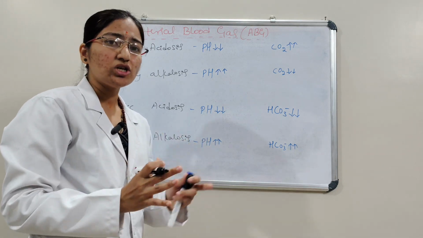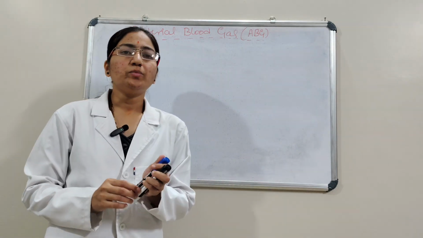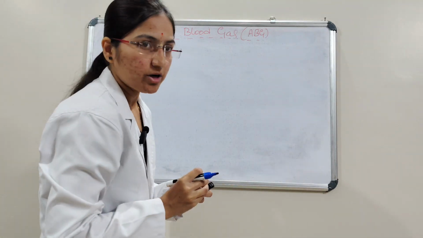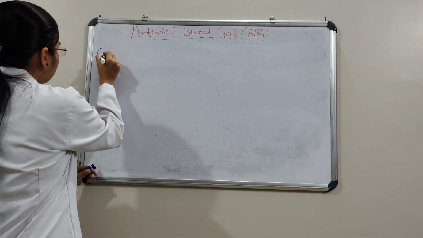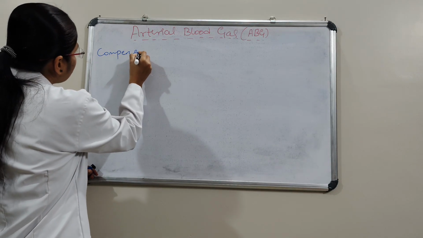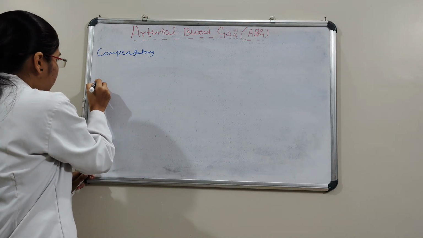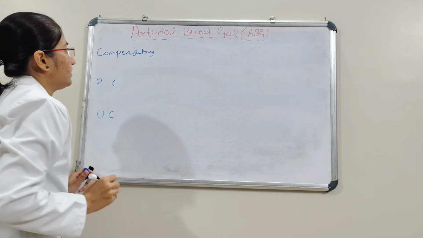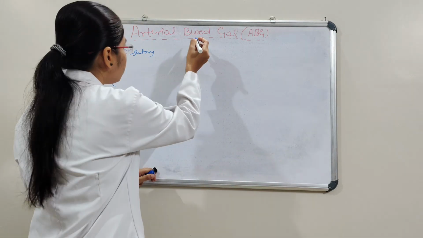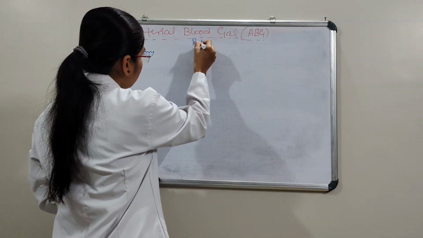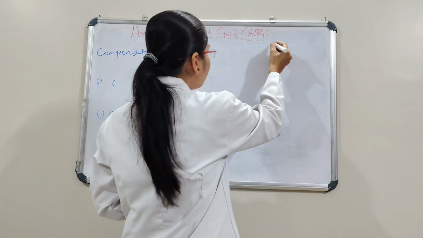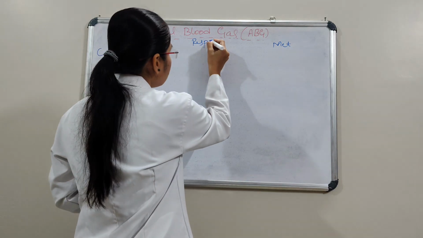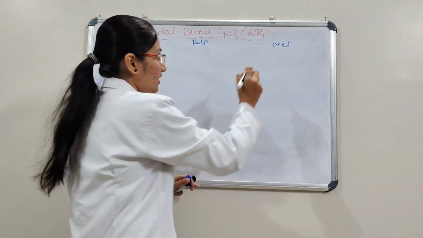These are the disorders. These are the disease conditions based on the readings. Based on the readings, we can see the disease. Our disease condition is respiratory and then metabolic. We can see here compensatory, and then partial compensatory. After that, uncompensatory. Our disease condition is one is respiratory, another one is metabolic.